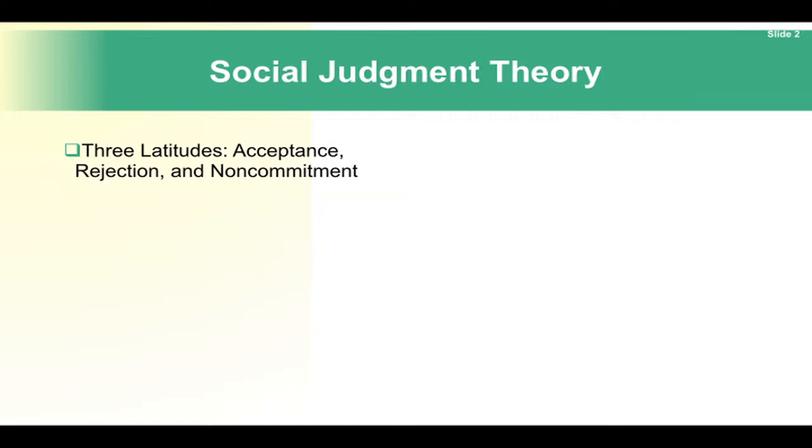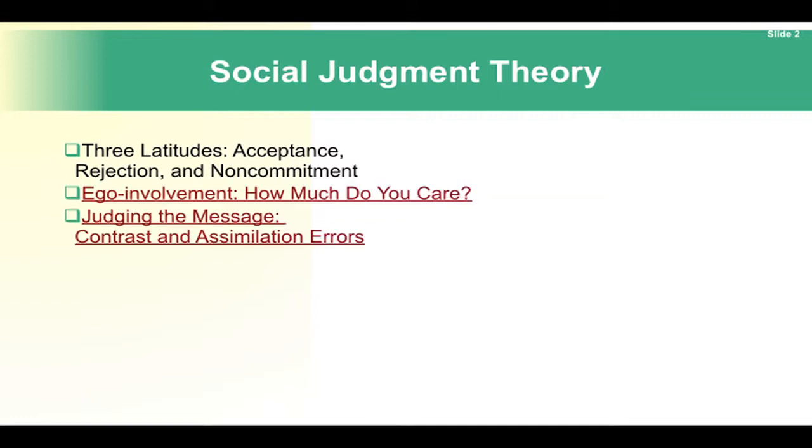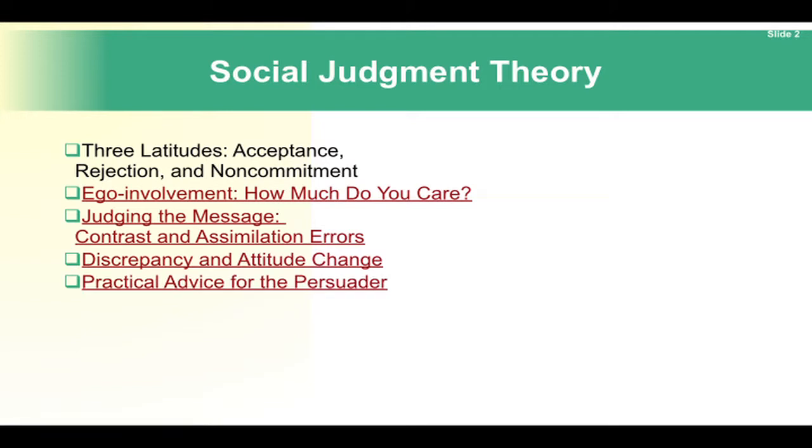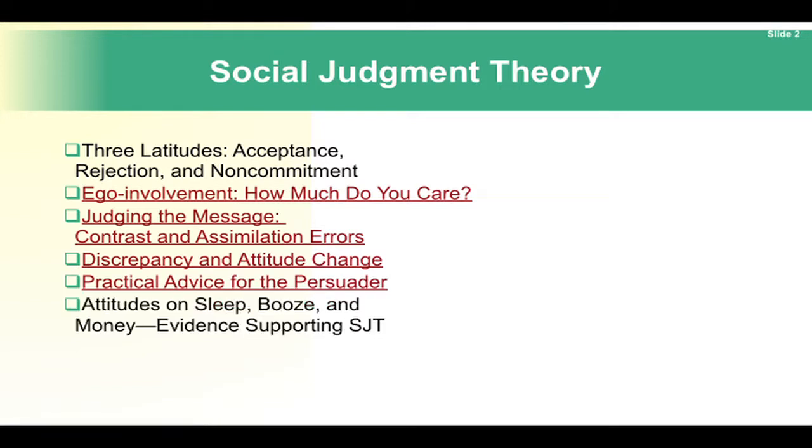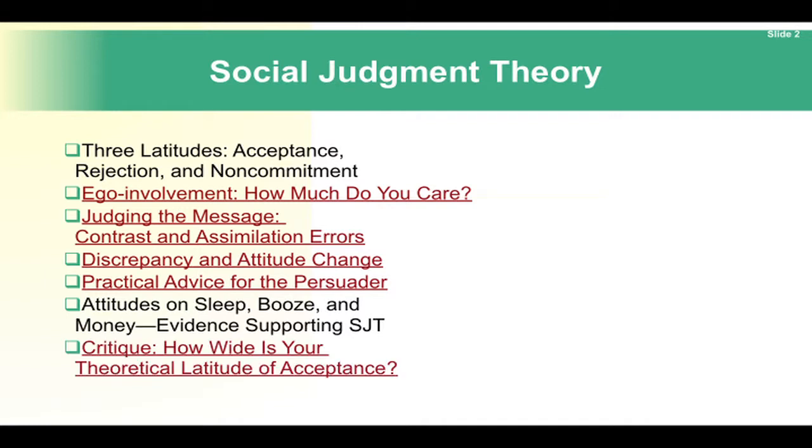Here's where we're going. We're going to discuss the three latitudes: acceptance, rejection, and non-commitment, ego involvement, how much do you care, judging the message, contrast and assimilation errors, discrepancy and attitude change, practical advice for the persuader, attitudes on sleep, booze, and money, evidence supporting social judgment theory, and critique. How wide is your theoretical latitude of acceptance?